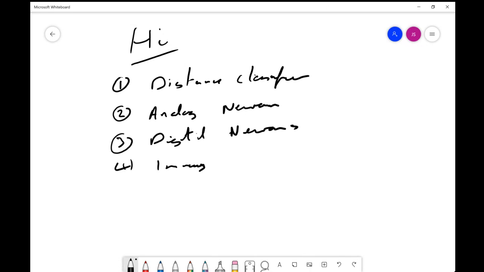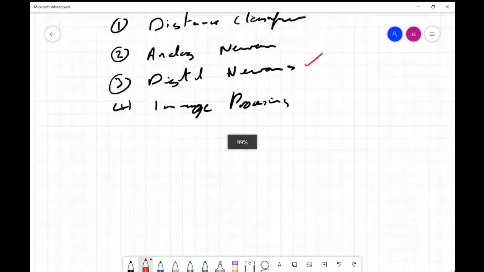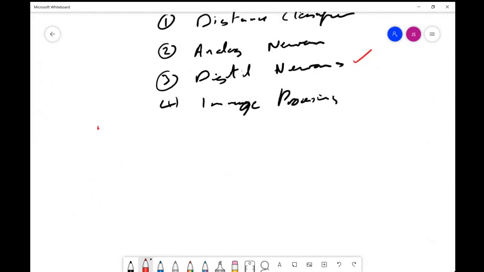Gosh, I can't write this morning. Image processing. And we dealt with that one last week, and I dealt with digital neurons last week. So let's just have a lightning review of the other two. First of all, the analog neuron.